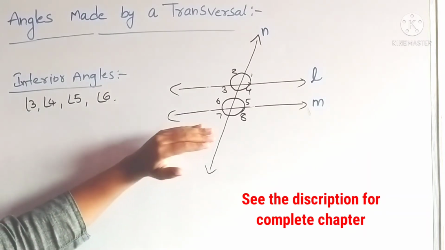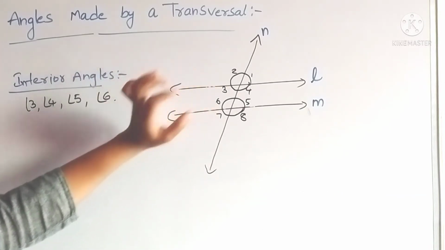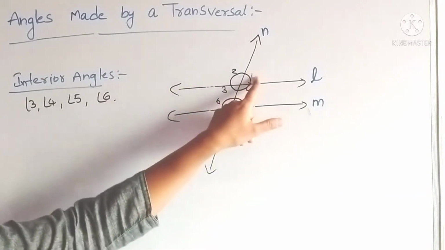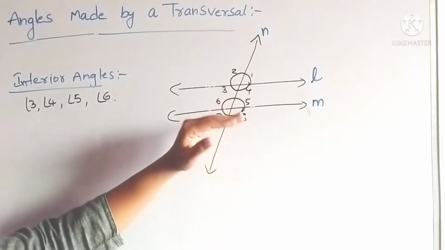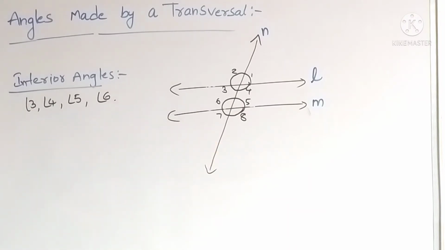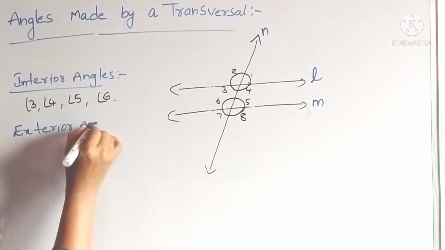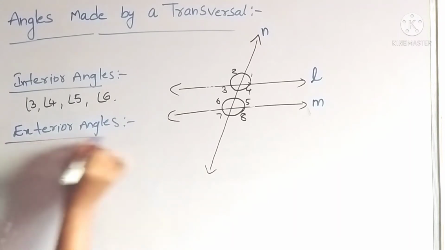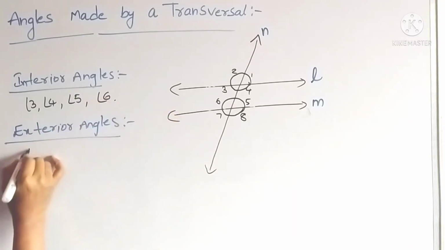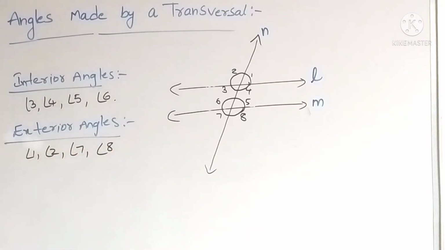And what are the angles that are not inside the lines? Inside కాకుండా ఉన్న angles ఏవి 1, 2, 7, 8. That means they are lying outside the lines. Right? So they are called exterior angles. So here what are exterior angles? That means outside the lines. Angle 1, angle 2, angle 7, angle 8. So exterior angles these are.